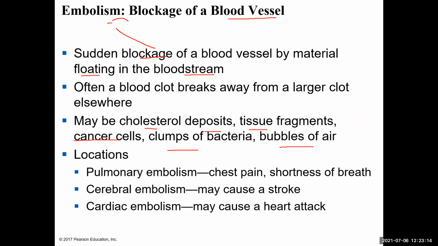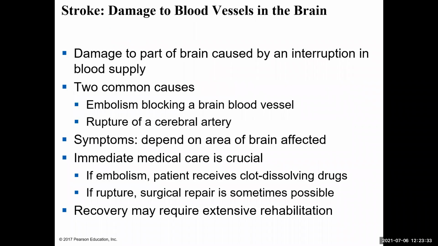Okay. You can have embolisms in different locations. So you can have a pulmonary embolism, a cerebral embolism, which happens in the brain and leads to a stroke, or you can have a cardiac embolism that could lead to a heart attack. Okay, so you can have different types of embolisms depending on their location. And the last disease we want to mention is a stroke. So this is basically damage to blood vessels in the brain.